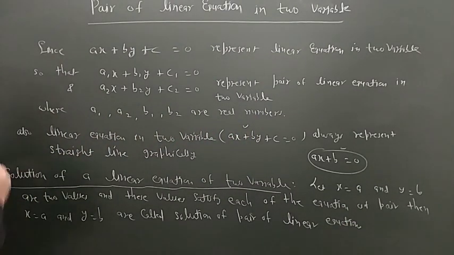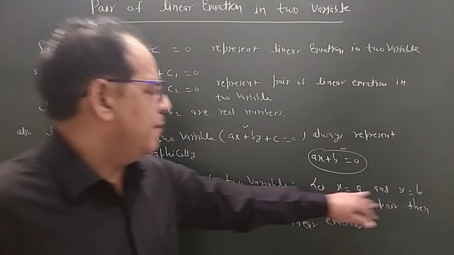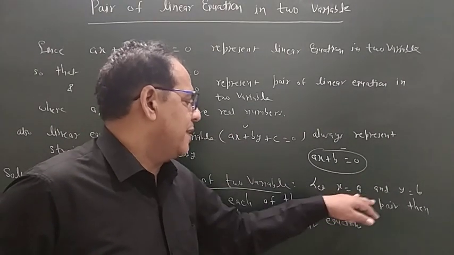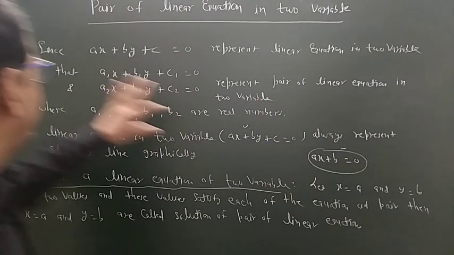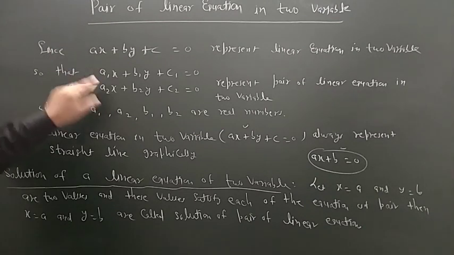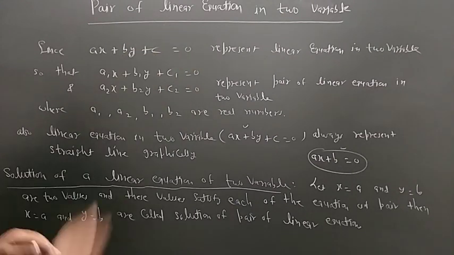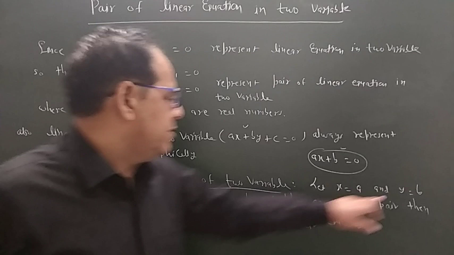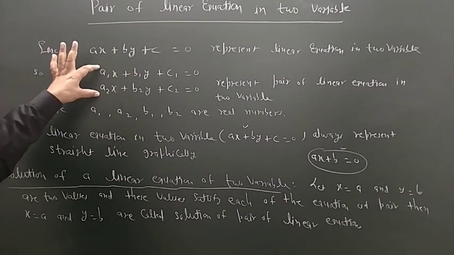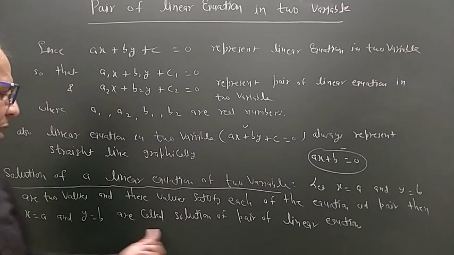The next topic is solution of a linear equation of two variables. Suppose that a pair of two real numbers is given, x equal to a and y equal to b. If these two values satisfy each equation of the pair, if we put x equal to a and y equal to b and this satisfies the equation equal to 0, and again these values satisfy the other equation, then we can say these values are the solution of the pair of linear equations.